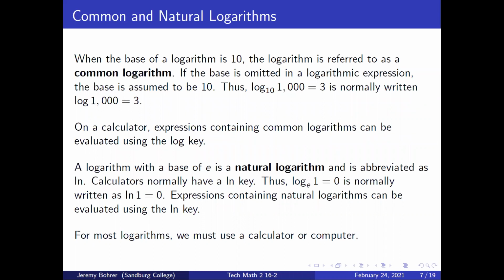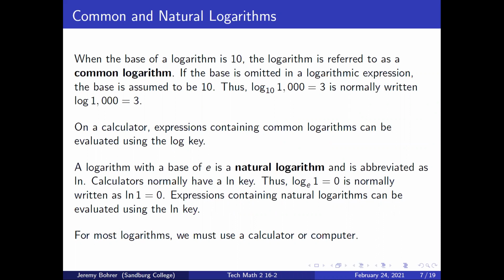When the base of a logarithm is 10, the logarithm is referred to as a common logarithm. If the base is omitted in a logarithmic expression, the base is assumed to be 10. Thus, log base 10 of 1000 equals 3 is normally written log 1000 equals 3. On a calculator, expressions containing common logarithms can be evaluated using the log key.